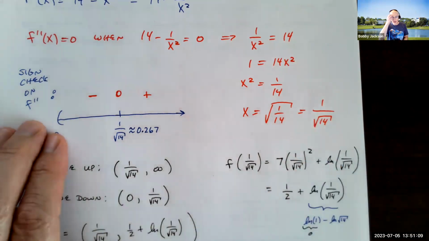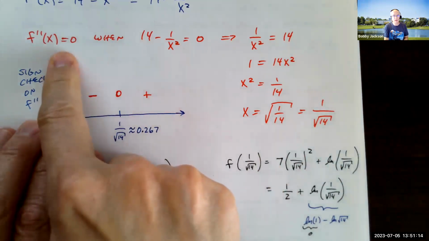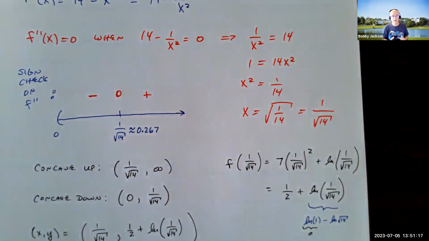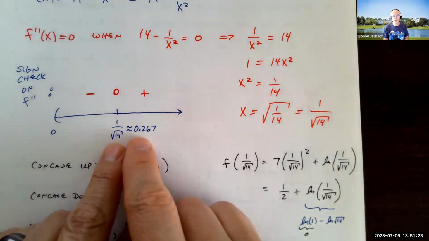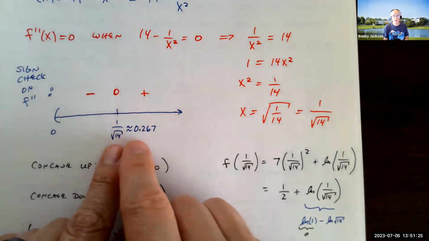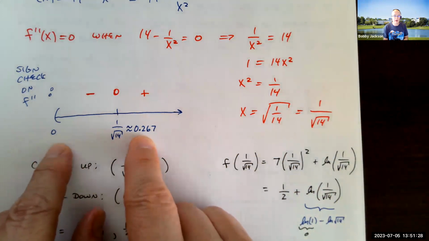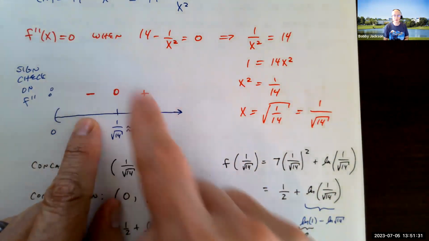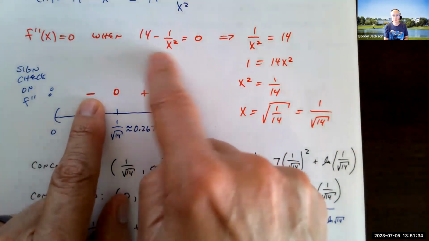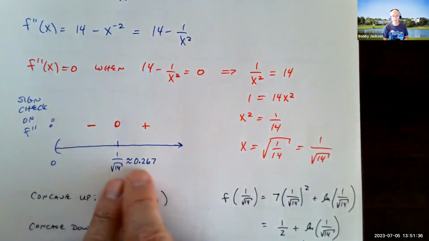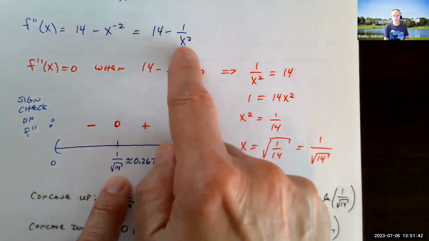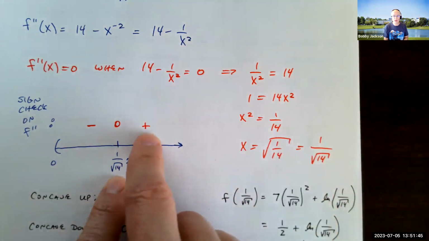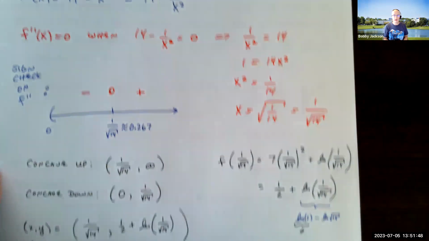I'd like to do a sign check then on the second derivative to confirm that this is a point of inflection, because just because the second derivative is 0 doesn't mean we have a point of inflection. We have to have a change in sign of the second derivative, which we do. So 1 over the square root of 14 is about 0.267. If I plug in something less than 0.267, but of course greater than 0, into the second derivative, I get a negative number. You can confirm that if you plug that into the second derivative. If I plug in something greater than 0.267, like 1, I can do that in my head. 14 minus 1 divided by 1 is 14 minus 1, which is positive 13. So it's positive. So we now can answer all the questions.